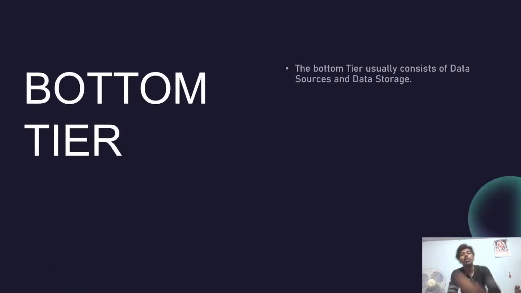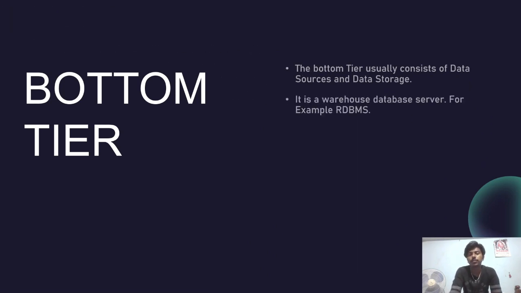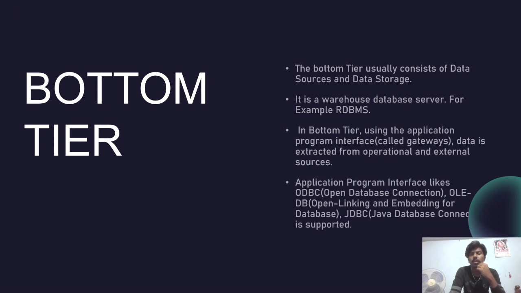Moving on, bottom tier. The bottom tier usually consists of data sources and data storage. It is a warehouse database server, for example, an RDBMS, Relational Database Management System. In the bottom tier, using application program interfaces called gateways, data is extracted from operational and external sources. Application program interfaces like ODBC, Open Database Connectivity, or OLEDB, Object Linking and Embedding for Databases, and JDBC, Java Database Connectivity, are supported. ETL stands for Extract, Transform, and Load.